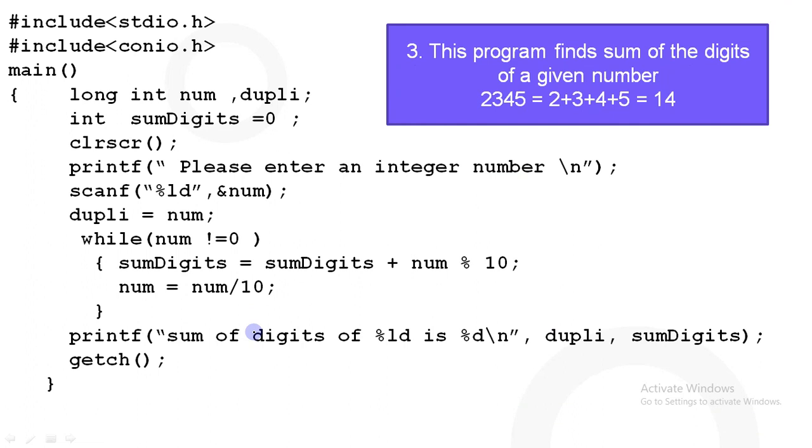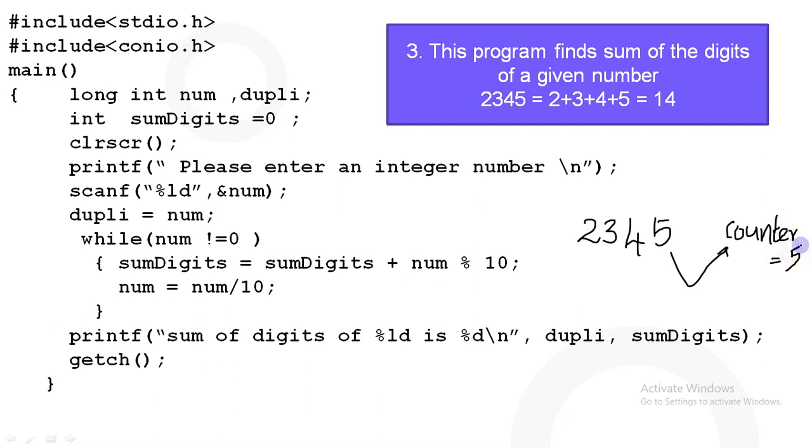This program finds the sum of the digits of a given number. This also goes with the same logic. Let us say the number is 2, 3, 4, 5. First of all you have to do the mod operation in order to retrieve this 5. We will set forth a counter and add this 5 to the counter. The counter, or sum, will become 5. Anyway, we will name this variable with a suitable name.